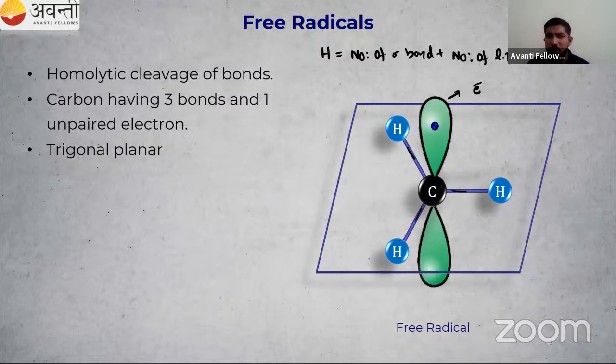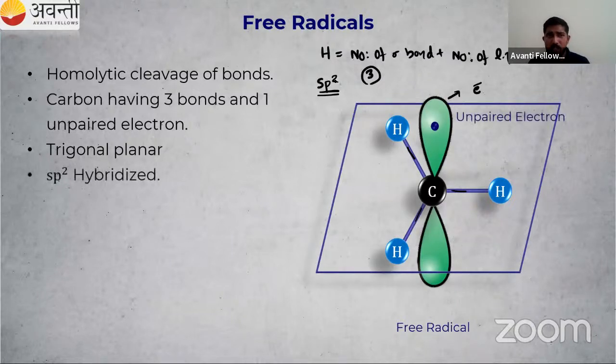There is one unpaired electron. No need to consider it now. So how many sigma bonds? 3 sigma bonds. So 3 means what is the hybridization? sp2. sp2 hybridization means what is the shape? That is trigonal planar. So free radicals are trigonal planar. This is a very important point. So what is the shape of a free radical? Trigonal planar.